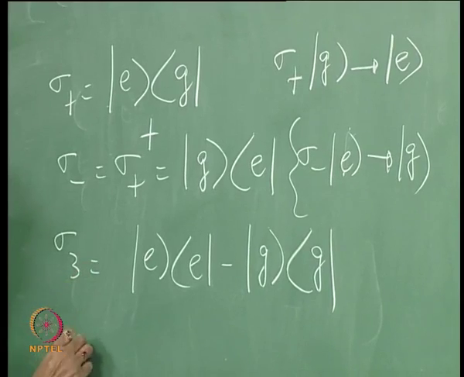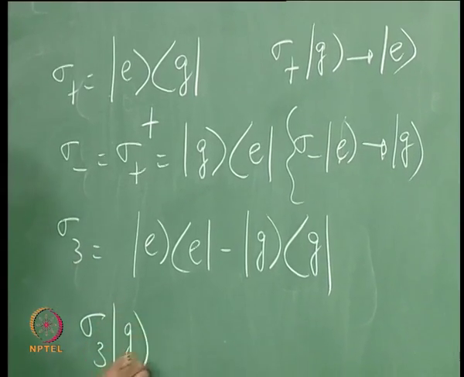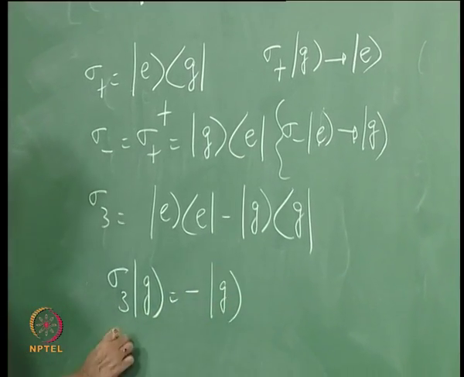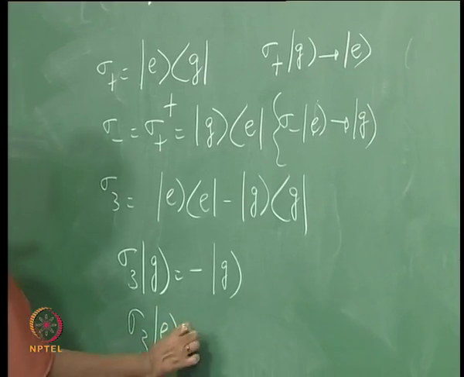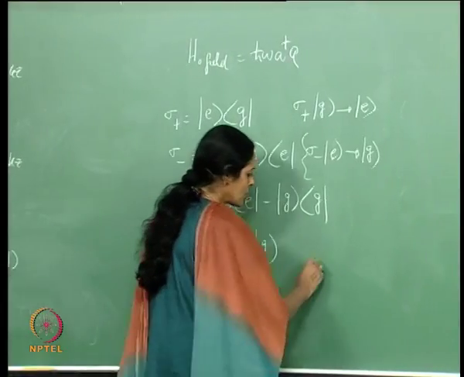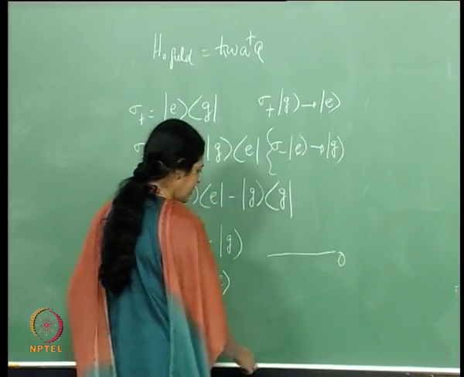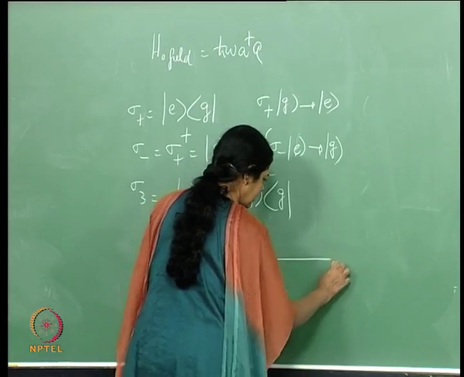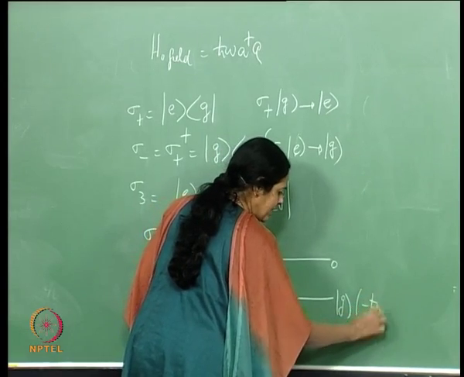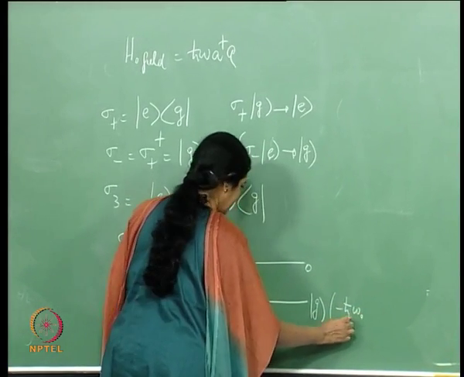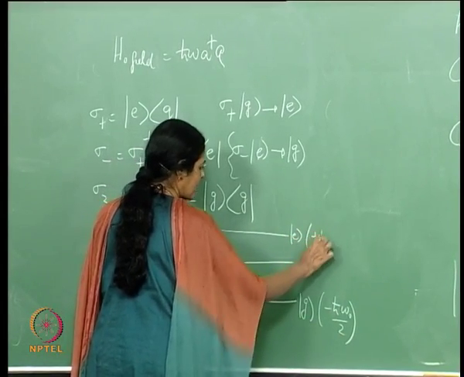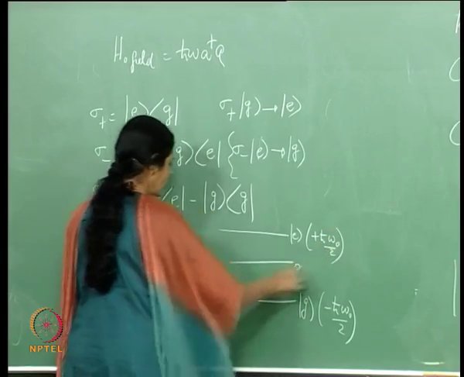Now, what happens if sigma 3 acts on G? Sigma 3 acting on G just gives me a minus G, and sigma 3 acting on E gives me a plus E. So, suppose I had the reference level 0 here in energy, and suppose the ground state had energy minus h cross omega naught by 2, and the excited state had energy plus h cross omega naught by 2.